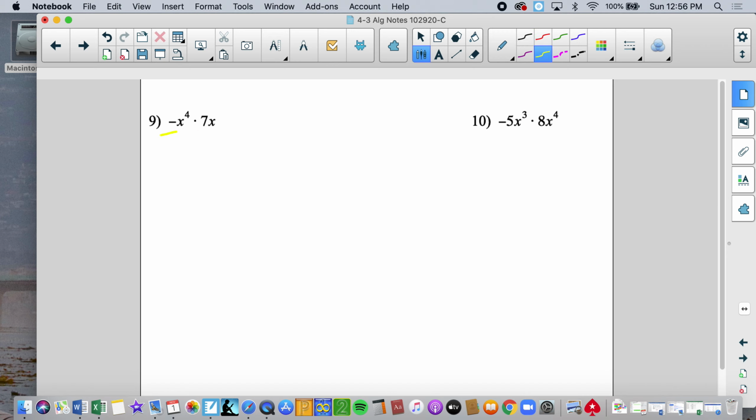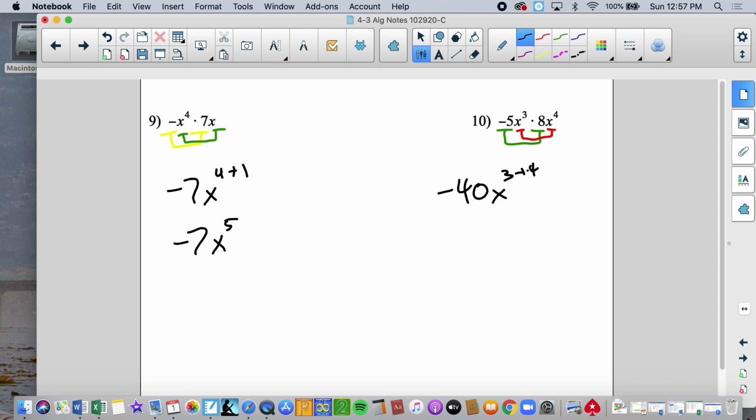We have negative 1 times positive 7, which is negative 7. We have x to the 4th, x to the 1st, gives me x to the 4 plus 1, negative 7 x to the 5th. Number 10, negative 5, positive 8, negative 40, x to the 3rd, x to the 4th, x to the 3 plus 4, negative 40, x to the 7.